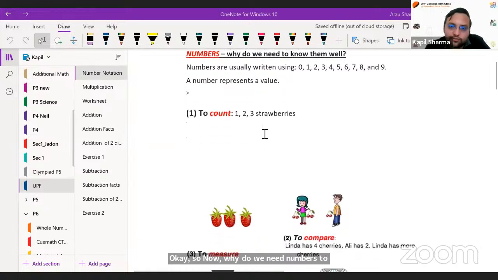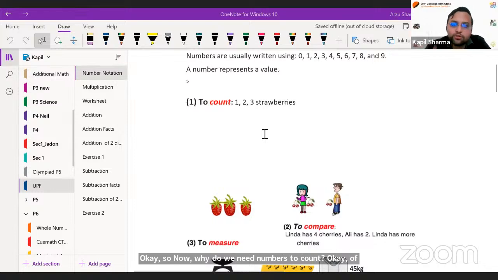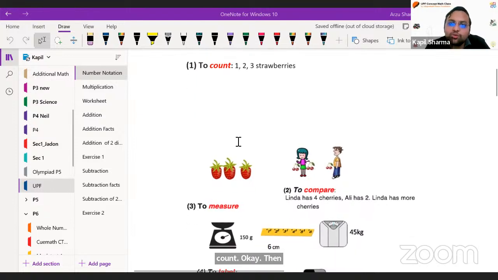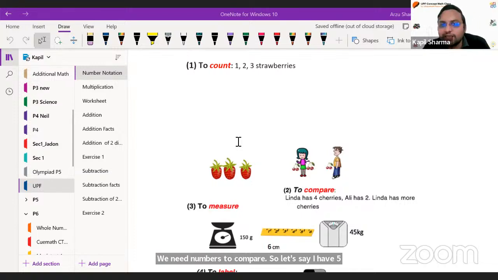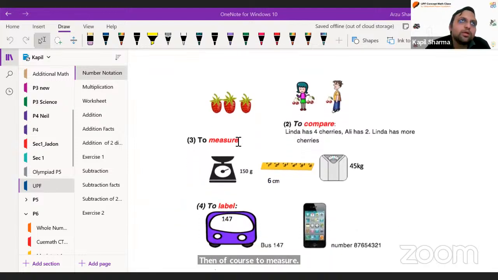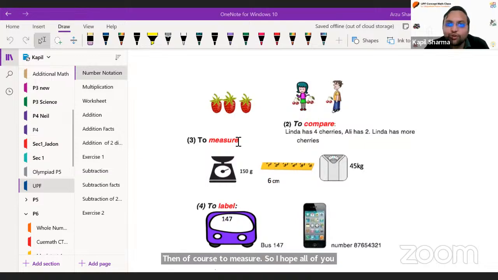Now why do we need numbers? To count, of course. So let's say you have 4 strawberries. How do we know that you have 4 strawberries? Because we count, right? Then we need numbers to compare. So let's say I have 5 strawberries, you have 3 strawberries. So we can say that I have more strawberries than you. Then, of course, to measure. So I hope all of you measure your weight once in a while. To measure our weight or a thing's weight, we need numbers.